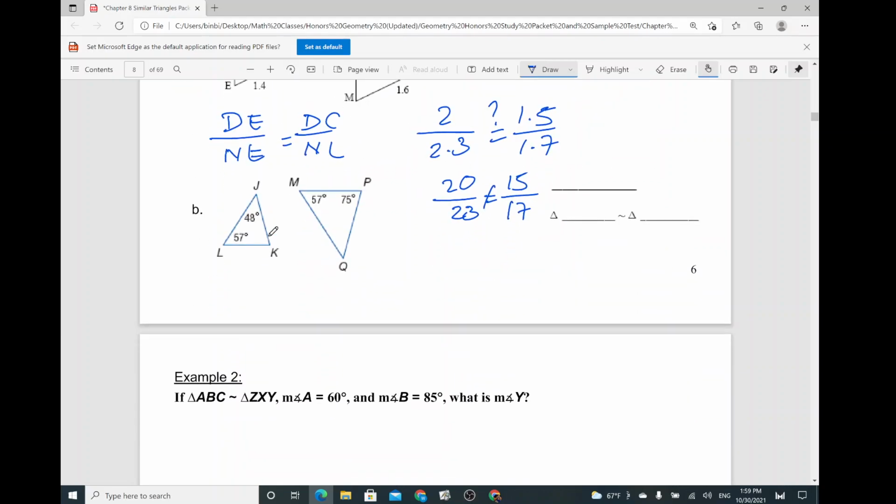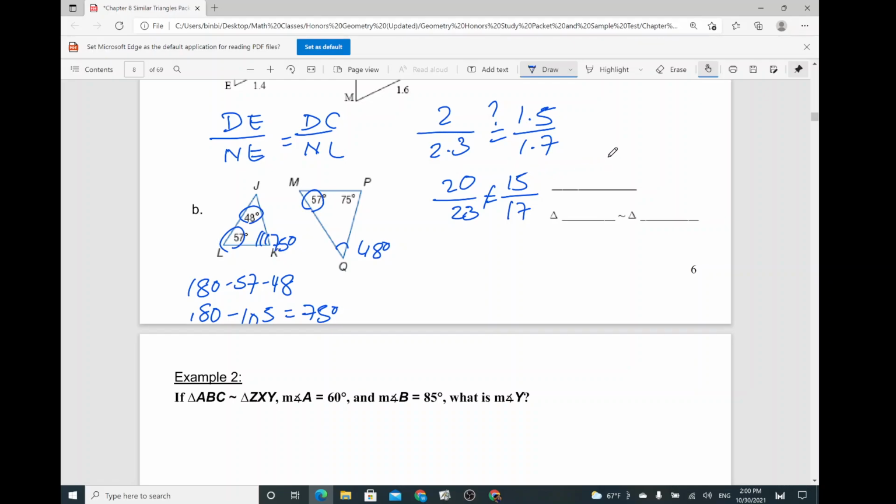For part B, this angle is 57 degrees and this one is also 57. Angle J is 48. How do we get angle K? It's 180 minus 57 minus 48, so 180 minus the sum of those two angles, which is 105, and then 180 minus 105 is 75 degrees. So angle K is 75 degrees, which is congruent to angle P. All three angles are congruent, so the triangles are similar.